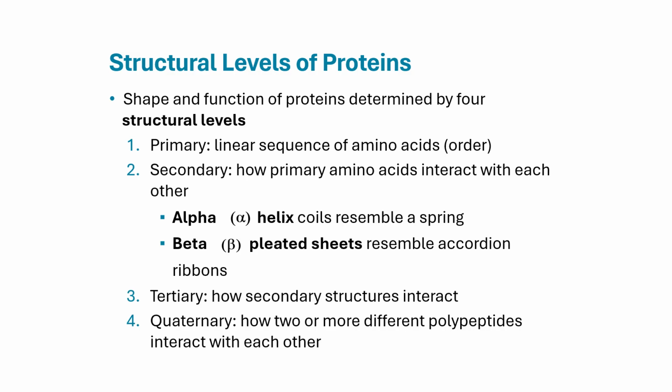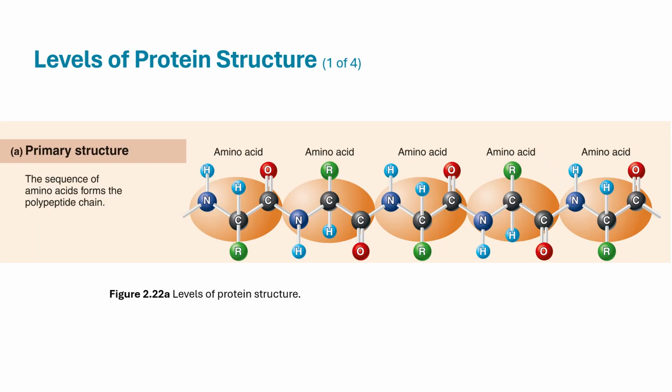Let's take a look at the pictures. Here it's showing you a primary structure, where the sequence of amino acids forms a polypeptide chain. So here we have amino acid, amino acid. It's just a bunch of different amino acids forming a chain with each other. That would be a primary structure.